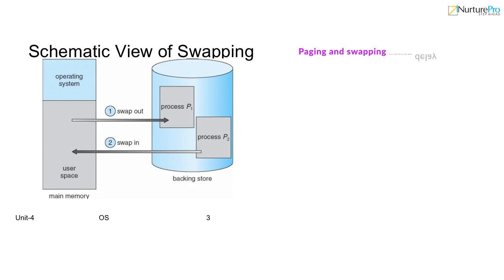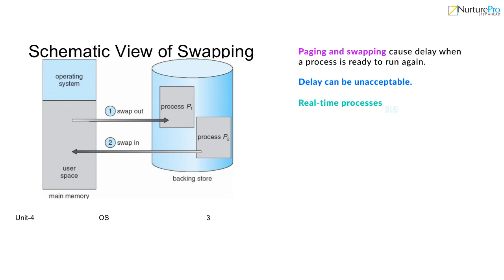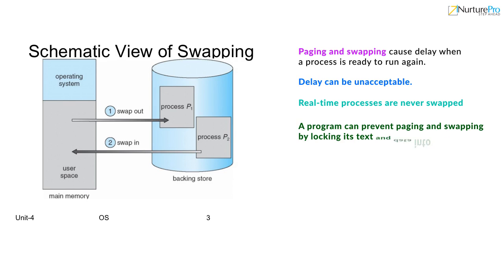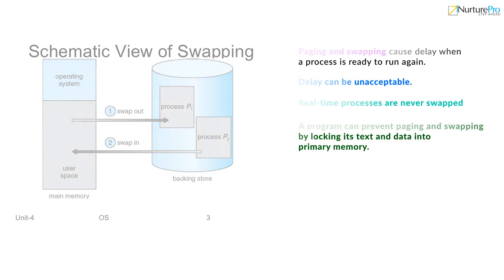Both paging and swapping cause delay when a process is ready to run again. For processes that have strict timing requirements, this delay can be unacceptable. To avoid swapping delays, real-time processes are never swapped, though parts of such processes can be paged. A program can prevent paging and swapping by locking its text and data into primary memory.